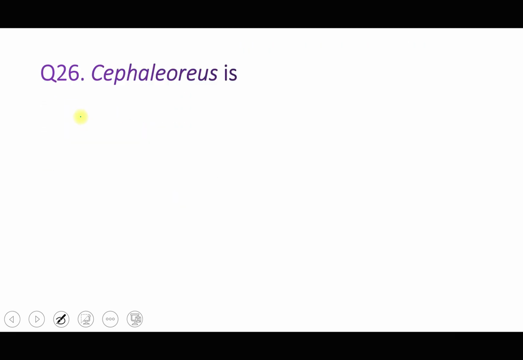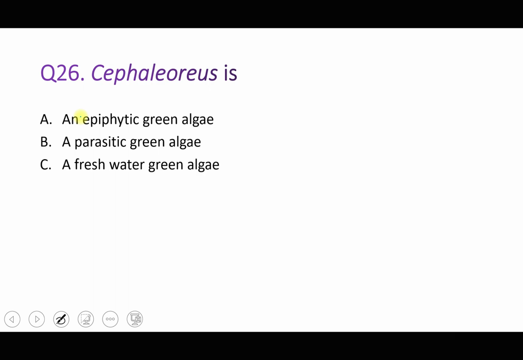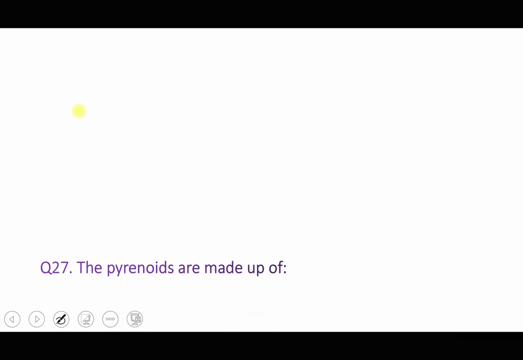Question 26. Cephaleuros is: A, an epiphytic green algae; B, a parasitic green algae; C, a freshwater green algae; D, colorless red algae. The correct one is B, a parasitic green algae.